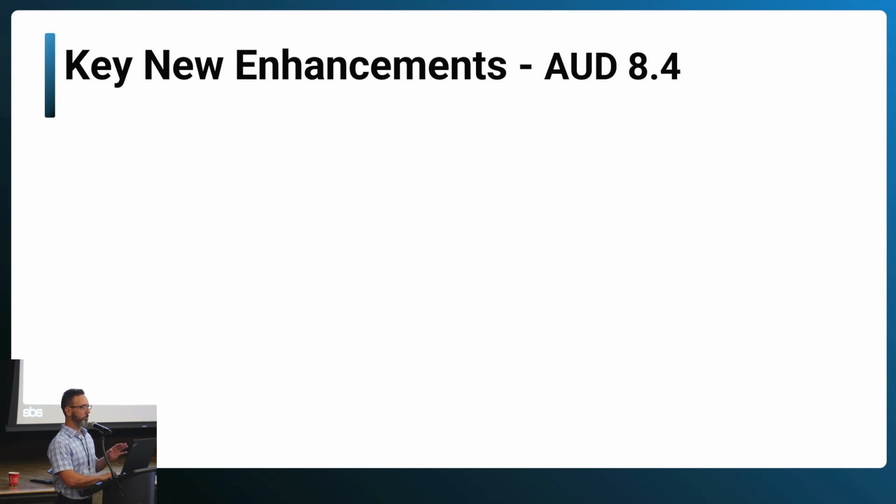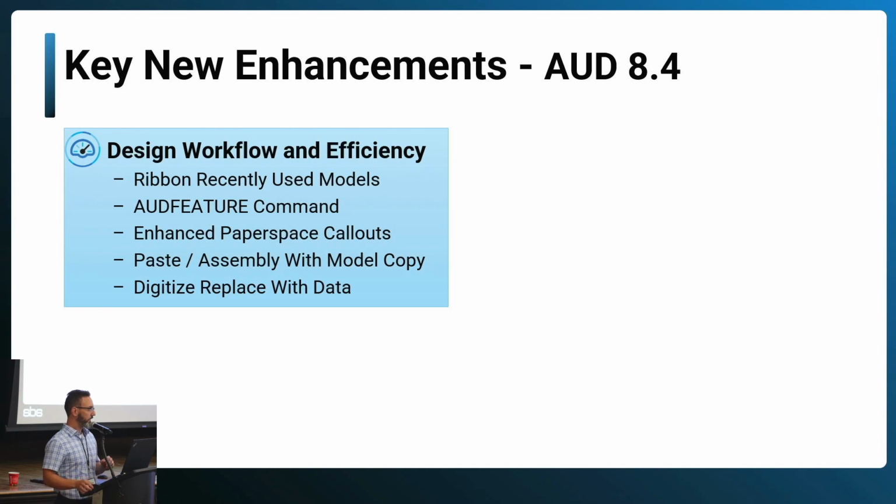So I'm going to go over some of the main key enhancements we added in the 8.4 timeframe. For design workflow and efficiency, as Marty said, we added some stuff to the ribbon, things like recently used models, just straight productivity helpful tools, a new command for placing features. We have a little bit more work to do on this, but this will allow you to place models, not have to worry about categorizing, just searching your entire set of configuration to place things by, say, CU or model name.